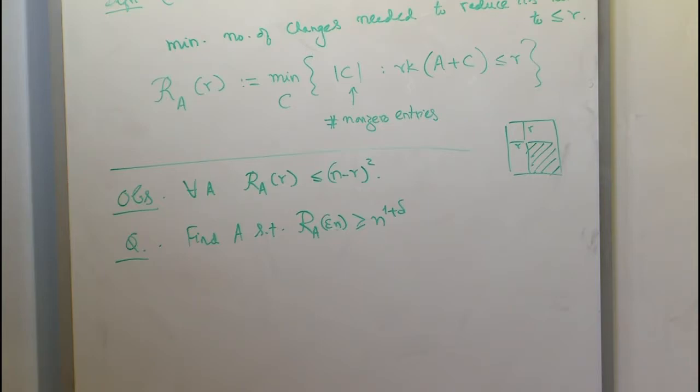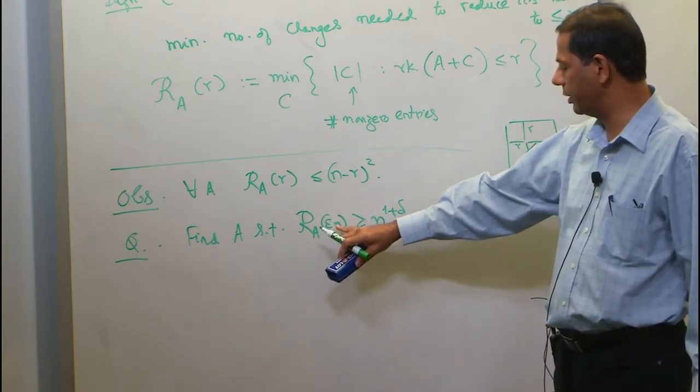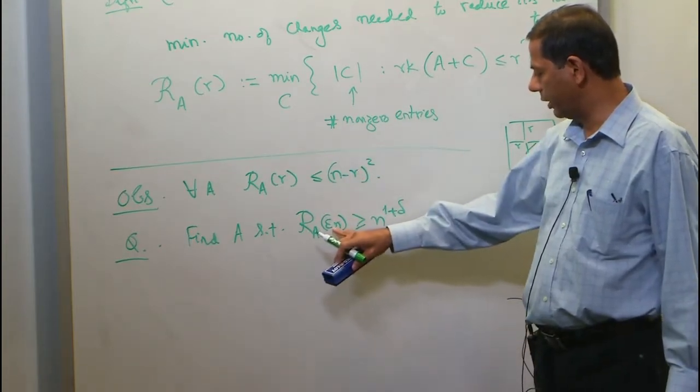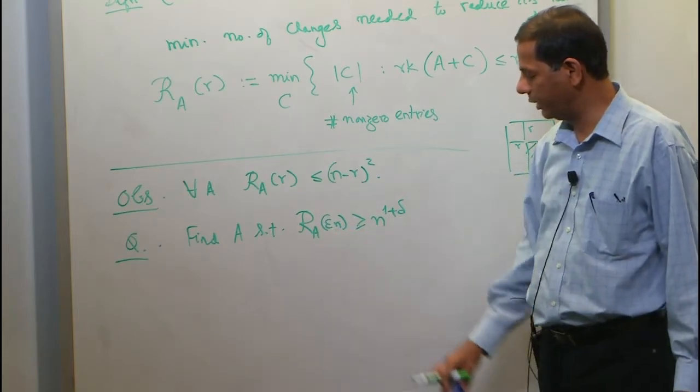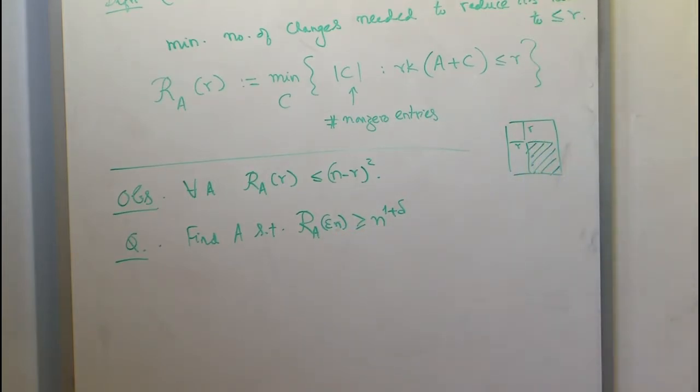So what would be a good candidate matrix for which you hope to prove that changing its rank to R, let's consider a generic or general R, although eventually we are interested in this value of R, so that you will require a lot of changes to bring the rank down to that value. Any guesses?